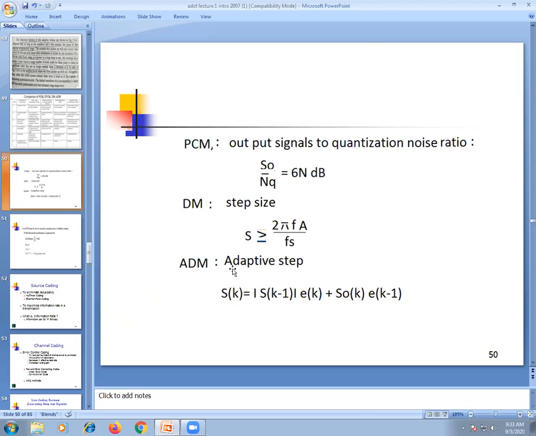Another one, the adaptation process, adaptive delta modulation. The adaptation step is S of k is equal to mod S of k minus 1 P of k plus S naught of k, A of k minus 1. So these are the mathematical equations to remember.